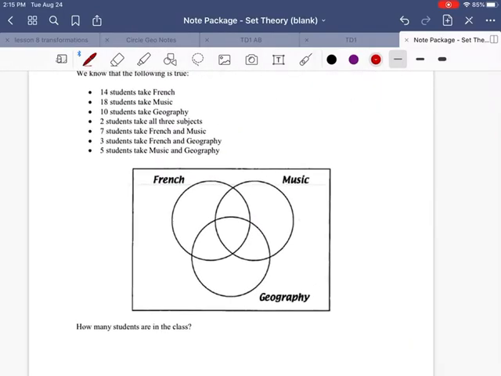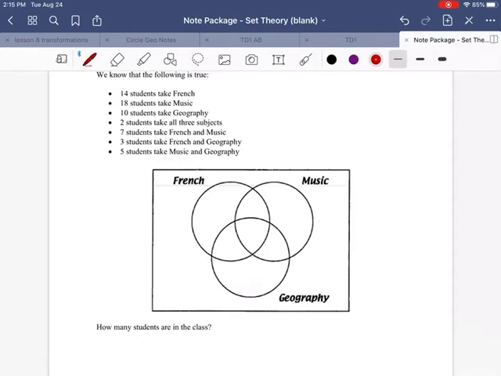All right, here's another Venn diagram. So again, pause the video, work your way through the information here, and put it into the Venn diagram. All right, so let's start with some generalizations. There's 14 that take French. Now that's 14 in total. It doesn't say only French or French and music or French and geography. There's just 14 kids that take French, meaning that everything inside this circle is going to add up to 14. We haven't figured out how to split it up yet, but we will.